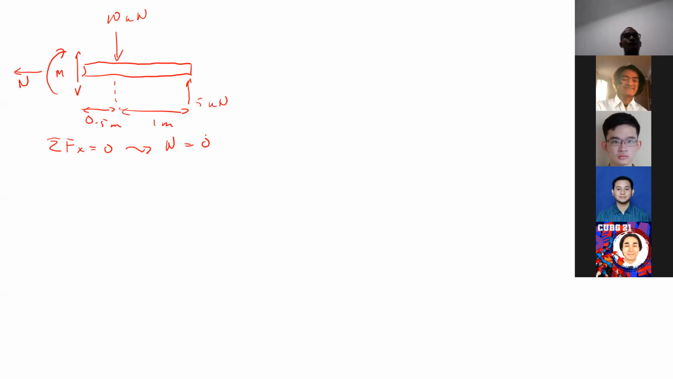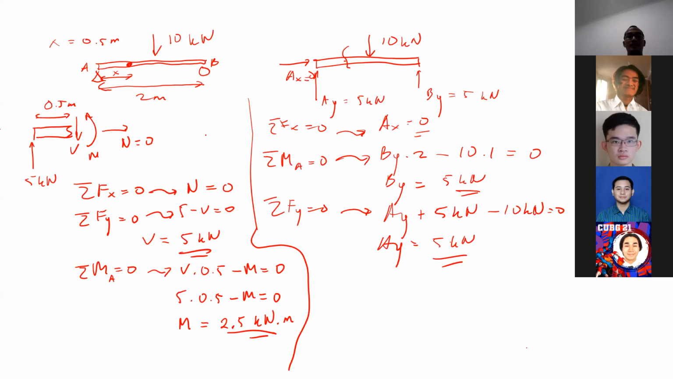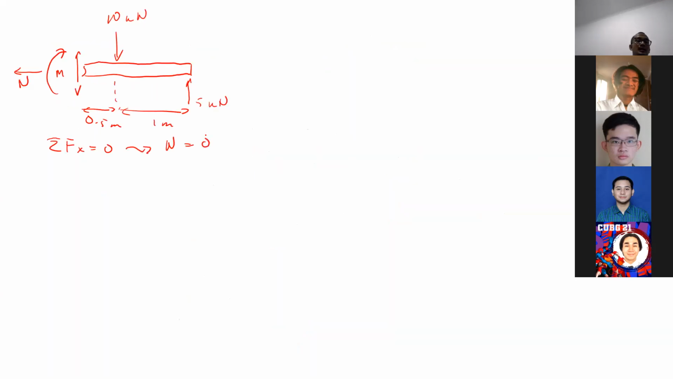Most of the time when we deal with a beam under bending, in our internal force and moment, we normally don't have to include this normal force. Why? Because most of the time there are no horizontal components of the forces, so it will be 0. Unless in the bending problem there is a horizontal force, then you have to add this one.